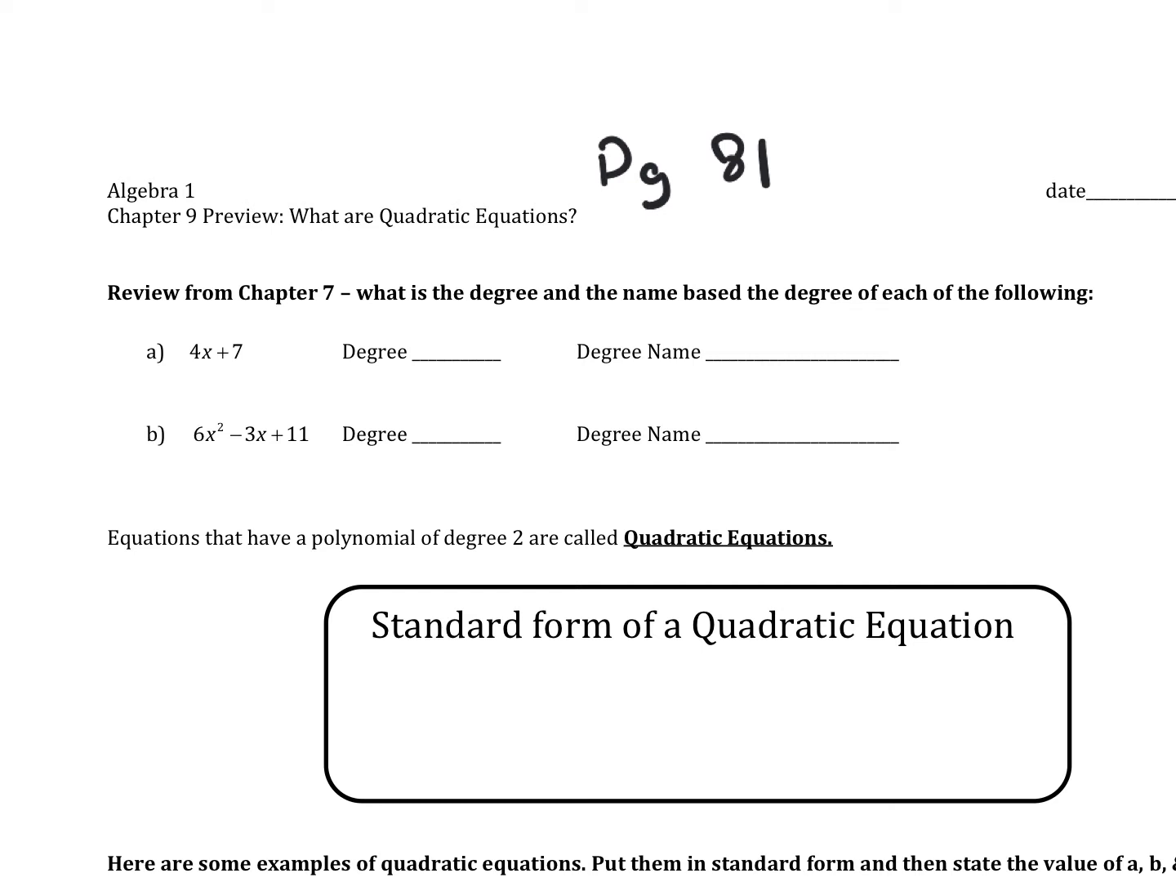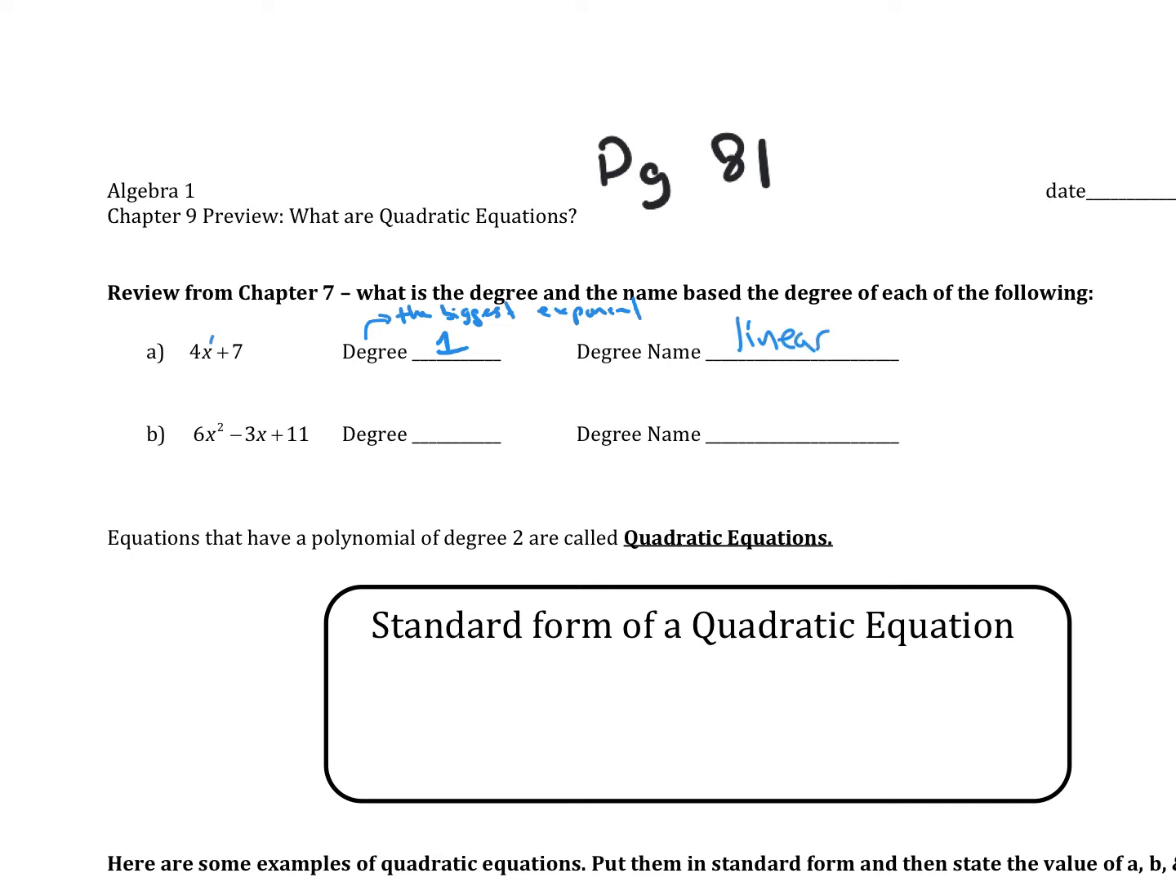What is the degree and the name based on the degree of each of the following? 4x plus 7. So this was a polynomial. The degree, we have to remember, is the biggest exponent. And so when I look at 4x plus 7, it's really 4x to the first. So my degree, my biggest exponent there is 1. And when the biggest exponent was 1, we called this a linear polynomial.